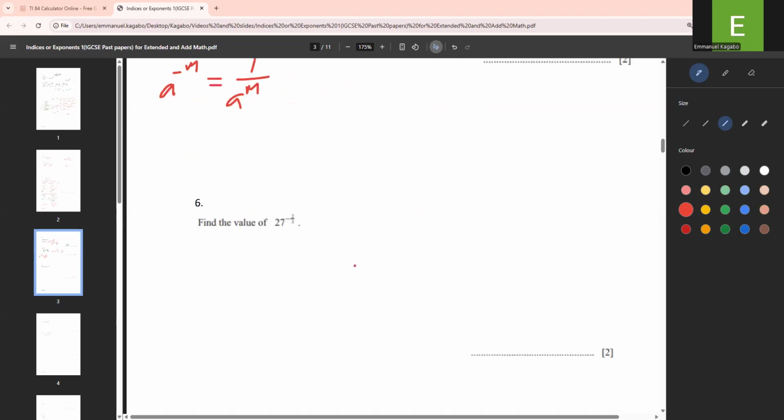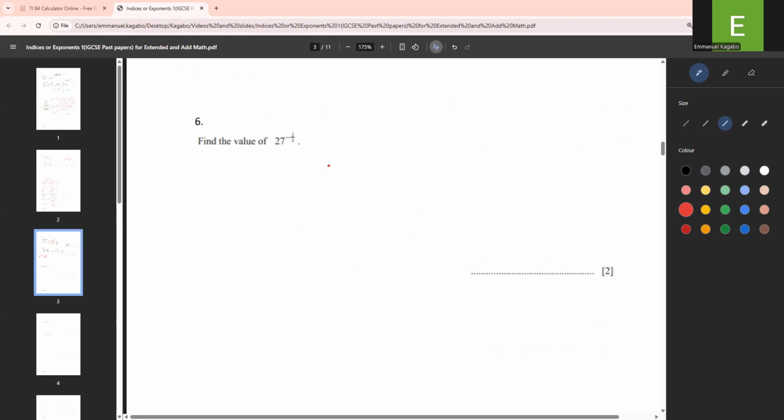That's my final answer here. Okay, what about this? You can pause the video and do that because it's almost the same. This is 27 is 3 power 3 times negative 2 over 3 altogether. Then simplify. This cancels out with that. I'll get 9 power negative 2, which you can keep like that, or you write 1 over 9 squared, which is definitely 1 over 81.